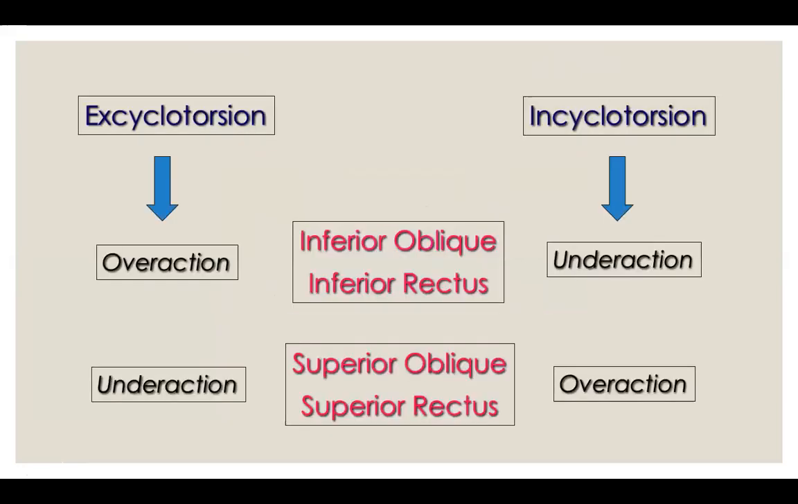So causes of extorsion and intorsion are: extorsion is produced by overaction of the inferiors, inferior oblique and inferior rectus, or underaction of the superiors, superior oblique and superior rectus. Intorsion is caused by overaction of the superiors, which cause intorsion, the superior oblique and the superior rectus, or underaction of the extortors, which are the inferior oblique and the inferior rectus.